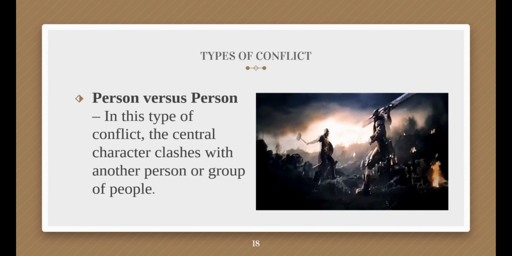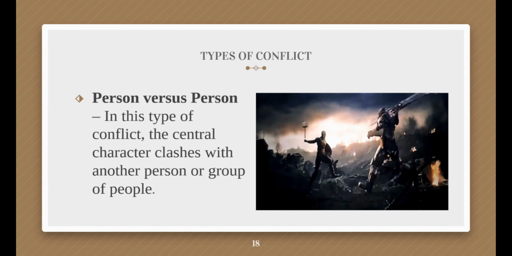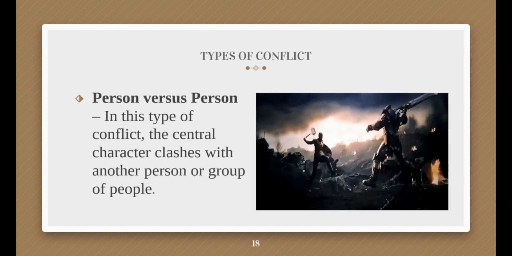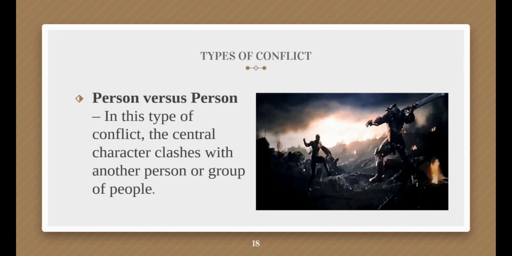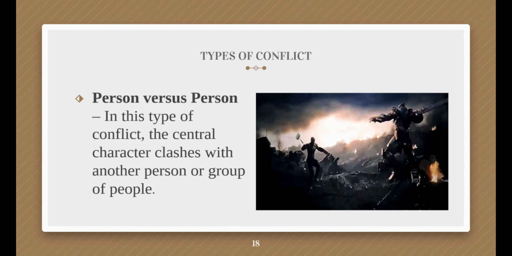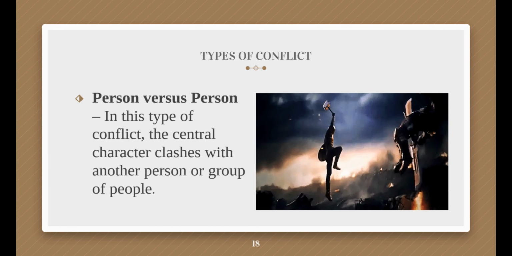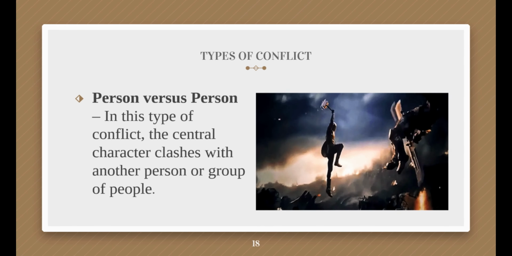The first type of conflict is the person versus person. In this type of conflict, the central character clashes with another person or group of people. Like in the movie Avengers Endgame, Captain America fought against Thanos, who was planning to take the Infinity Stones.